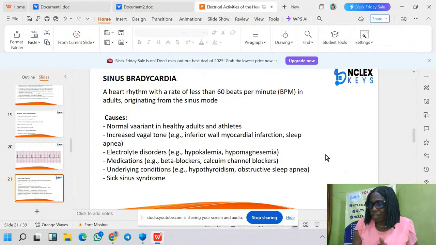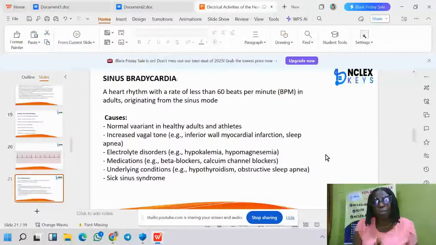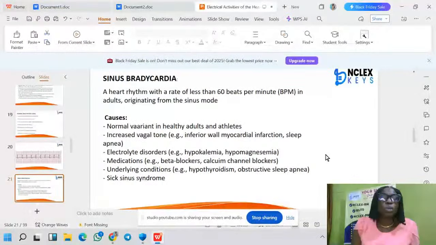In fact, as additional knowledge, you could hear an S3 sound. The normal heart sound should be S1, S2. But for this group of people, they will be perfectly okay. It might be a normal finding.